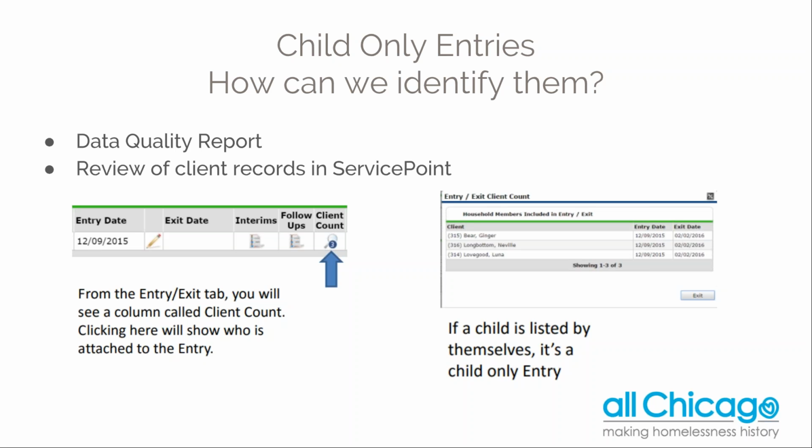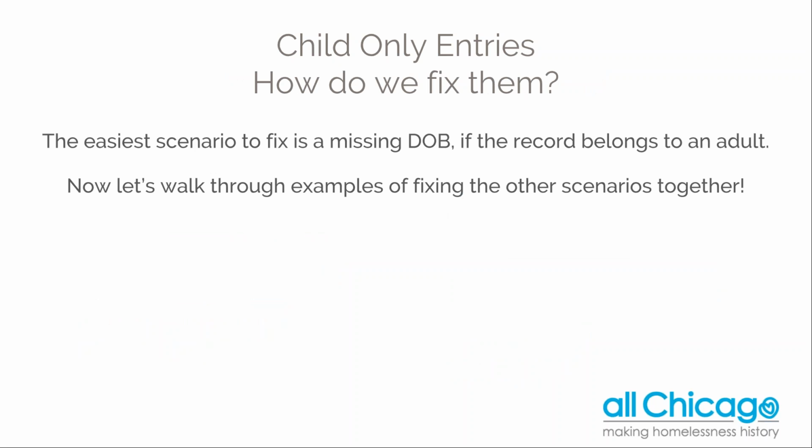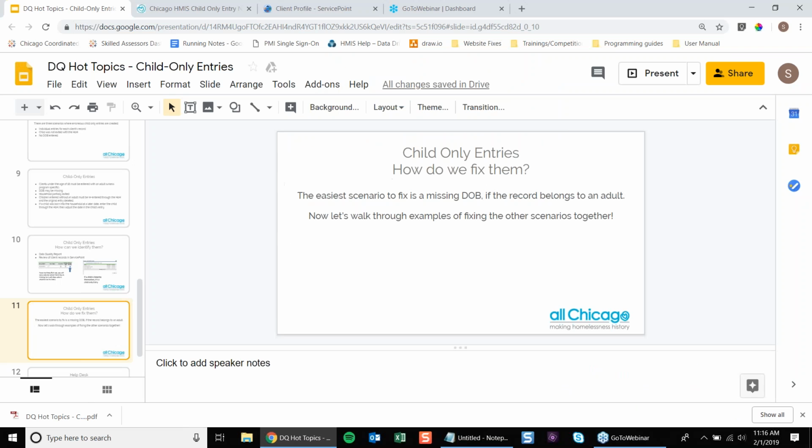One of the things that you would want to look out for is if you are serving a family, and you only see one, or you don't see anything, that means that the client has likely been checked in just by themselves. And we're going to walk through what that looks like. And then again, the easiest scenario out of all of these is to fix the missing date of birth if the record belongs to an adult. So let's go ahead and try to fix some of these scenarios. I have set up 3 different scenarios for us to address. And the one that we're going to start with is actually the missing date of birth.